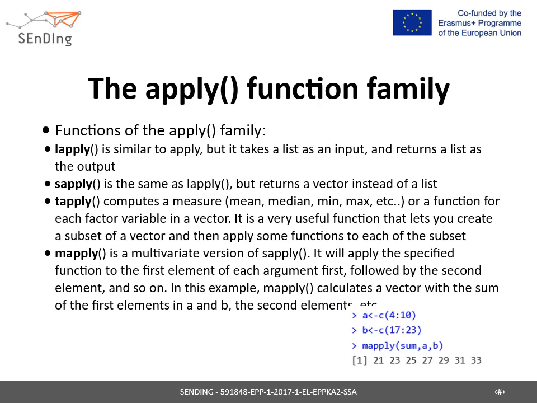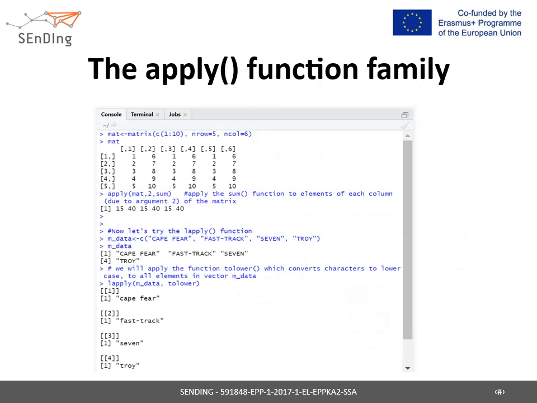It will apply the specified function to the first element of each argument first, followed by the second element, and so on. In this example, we can see how to use the mapply function to calculate the vector with the sum of the first elements in A and B, the second elements, etc. Here we see how we use the apply function to compute the sum of all values in each column of a matrix. The fact that we will work on a column basis is determined by argument 2.